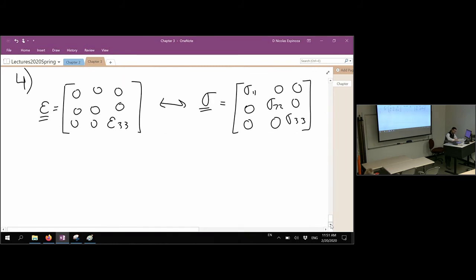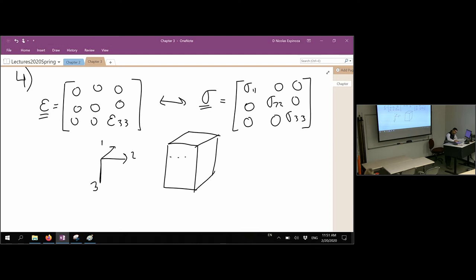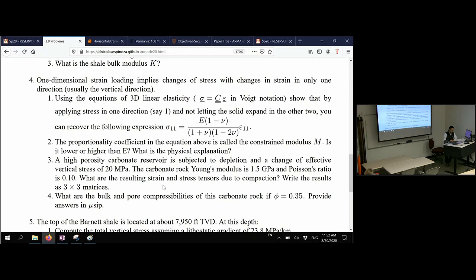And again, this applies for a problem in which I have an axis, let me see, 1, 2, 3, where the deformation is only in direction 3. And there is no deformation in the other two. Okay, so that's problem number 4.